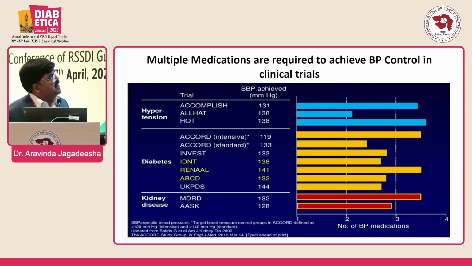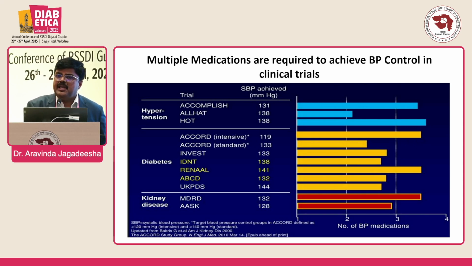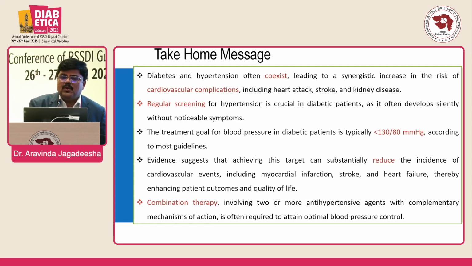These are the evidences which show good control of BP is the need of the hour. So multiple medications are required to achieve BP control in clinical trials. You can see the trials: HALT, HOT study, ACCORD, IDNT, RENAAL, ABCD, UKPDS, MDRD, ASK study. All this shows you can see 1, 2, 3 drugs. So the majority of the patients require multiple medications in the long run for proper control of the blood pressure.